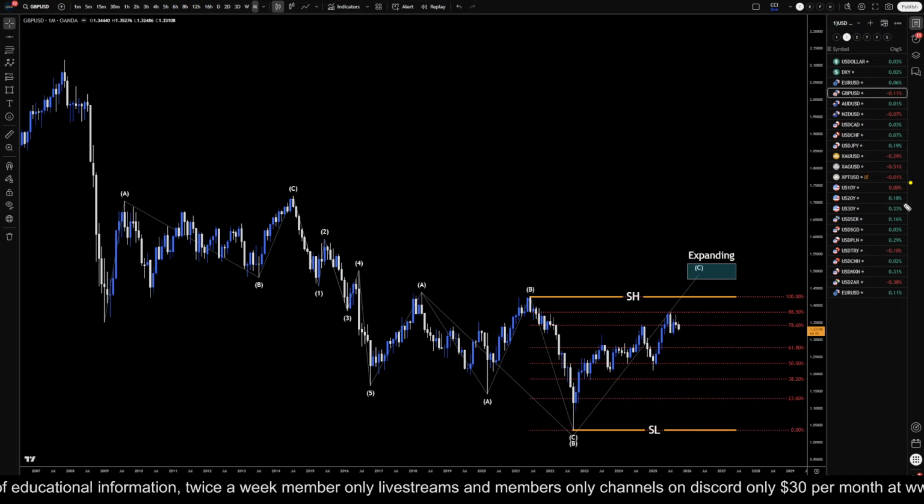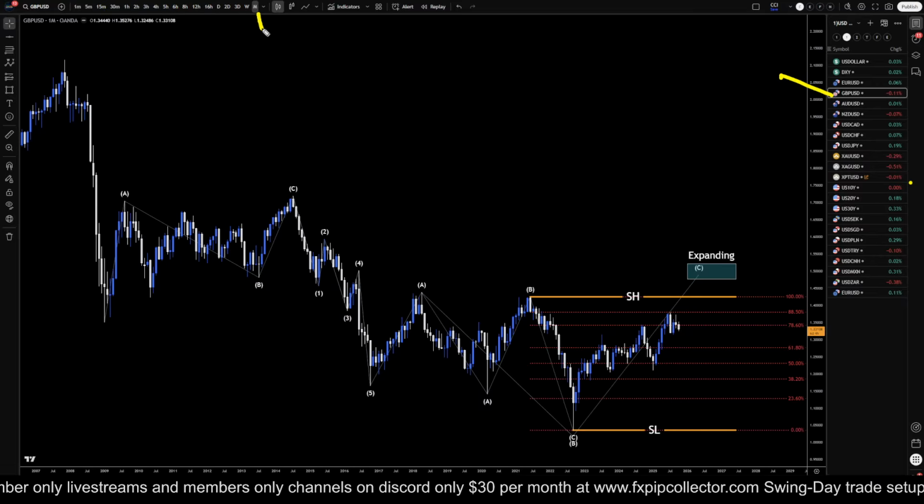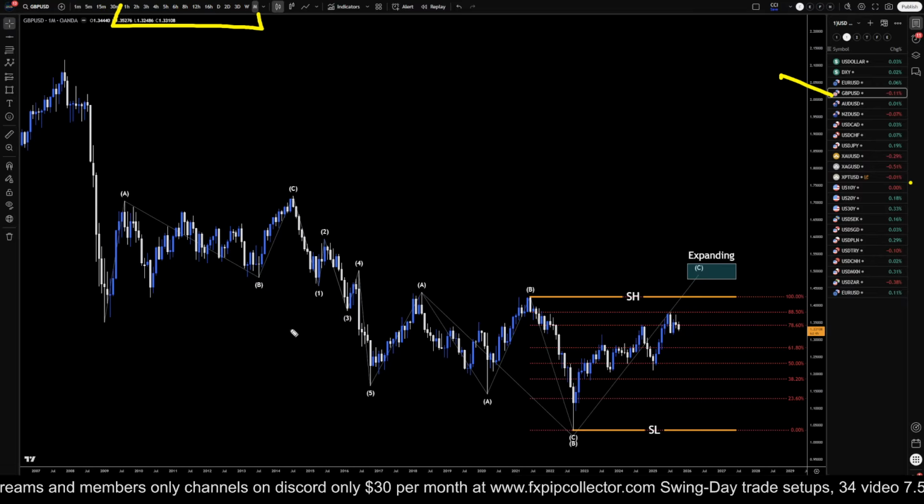Today is Sunday, October 26th, and this is my full top-down analysis for the pound US dollar. We're on the monthly time frame, working our way all the way down to the 1 hour time frame.